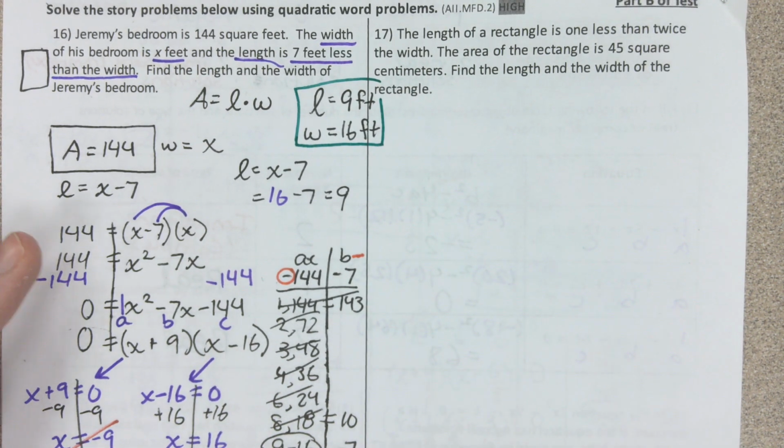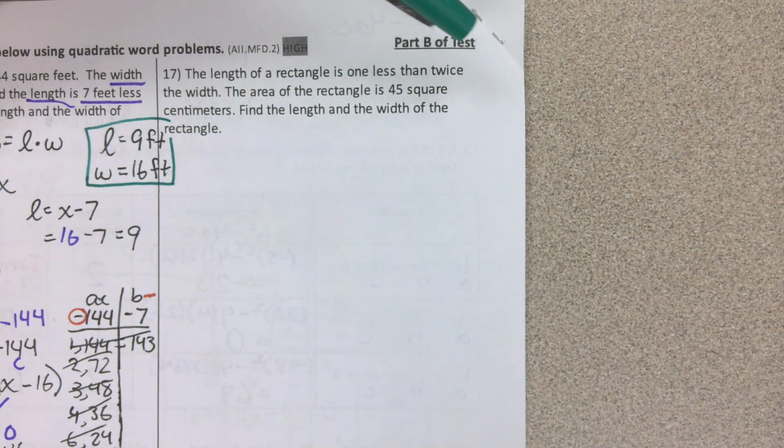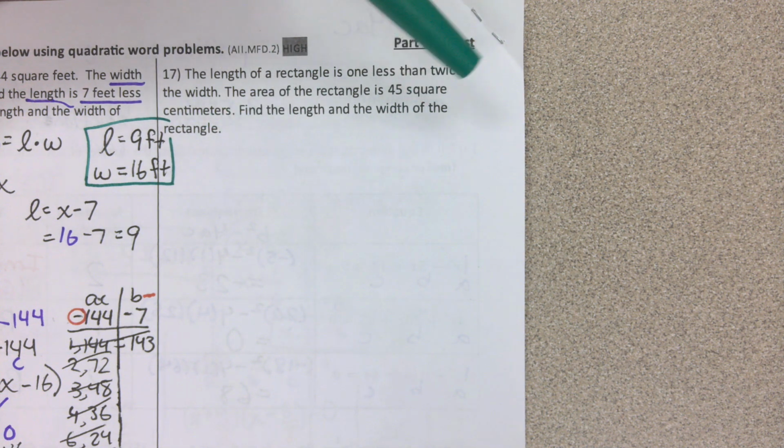Number 17. The length of a rectangle is 1 less than twice the width. The area of the rectangle is 45 square centimeters. Find the length and the width of the rectangle. We're going to be doing that again.